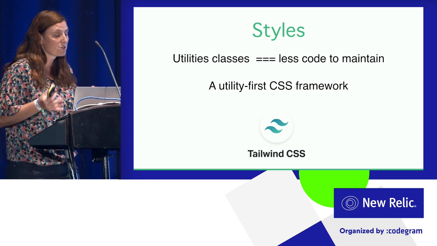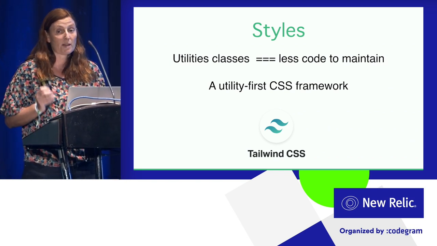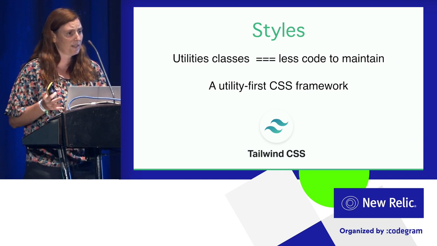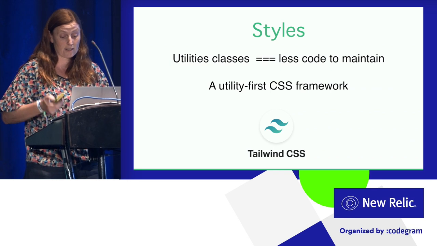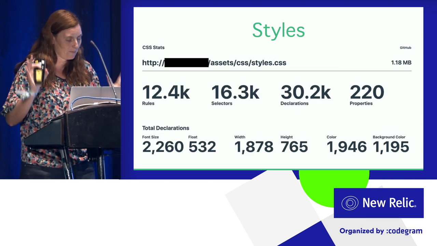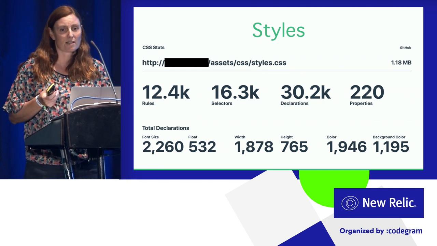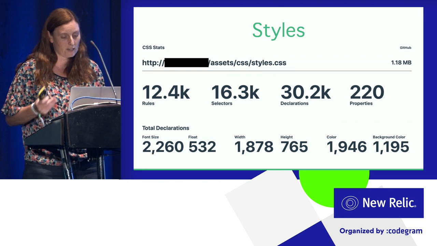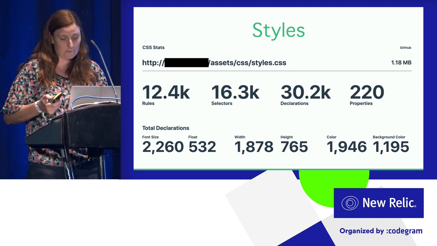Styles. Try and use utility classes, frameworks. So Tailwind is my favorite, and you're building your CSS through utilities so that you don't end up with too much CSS. This, for me, is fantastic. This is something that's using Bootstrap, which I hate, but never mind. And as you can see, it's 2,260 font size declarations. That's just too many. You don't need that. So 1.18 megabytes of styles, that's bad.